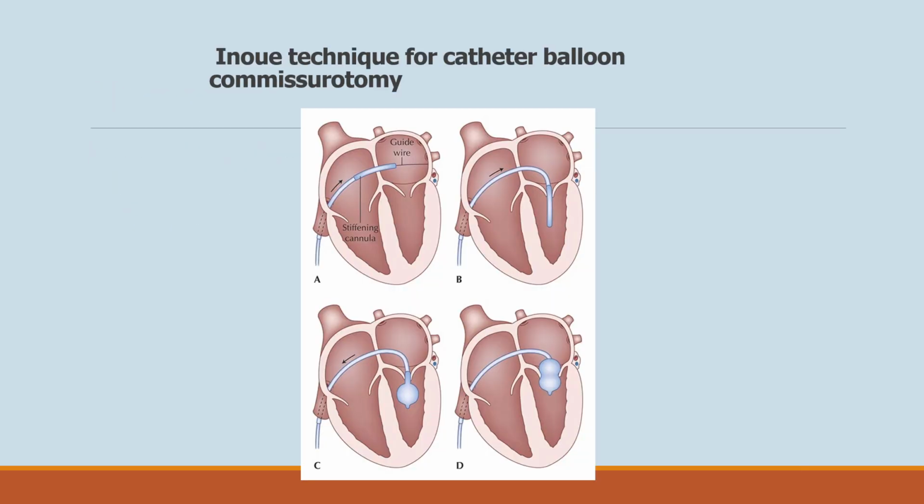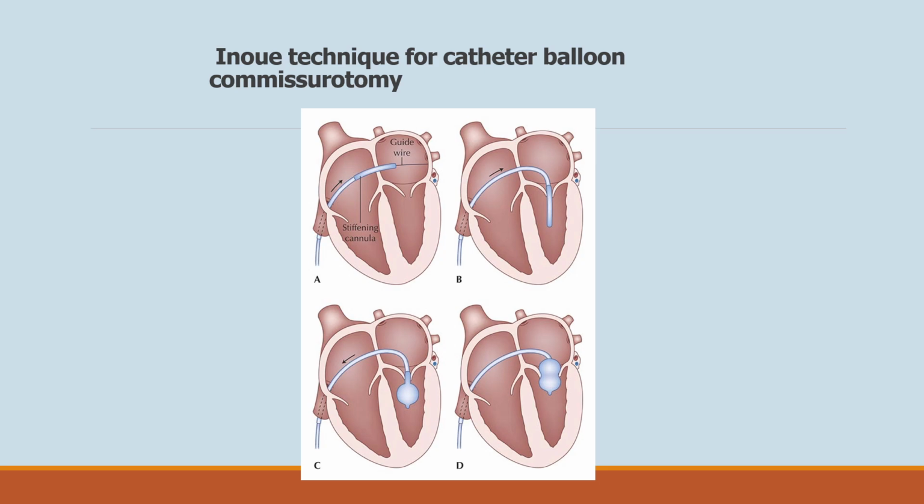How is it done? This is a catheter. If you look at figure A, the catheter has passed from the femoral vein through the inferior vena cava into the right atrium. Then you have to cross the interatrial septum. Usually, you may need to make a small hole in the interatrial septum to cross. Once the catheter is in the left atrium, it will be deflected down, as in figure B, to cross the mitral valve.